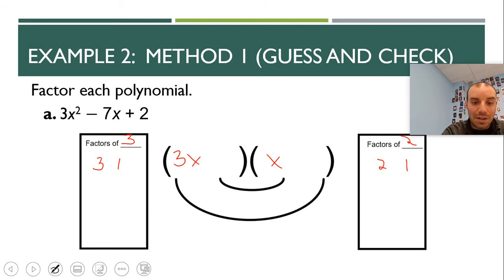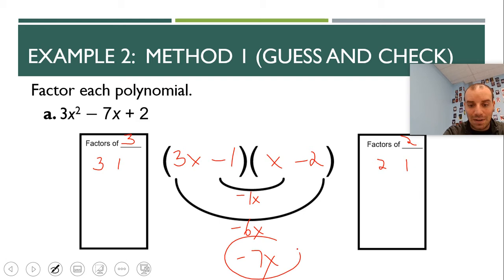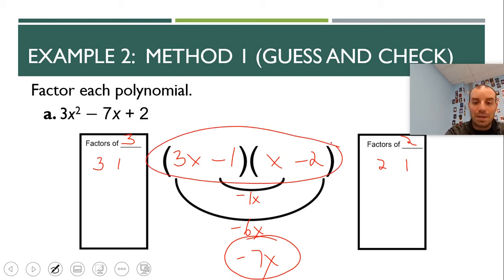So now I'm going to try with a negative 2 here and a negative 1 here. Now check it out. Negative 1 times x is negative 1x. 3x times negative 2 is negative 6x. What does that end up being? It ends up being negative 7x, which is the correct middle term there. So this is my correct factored form.